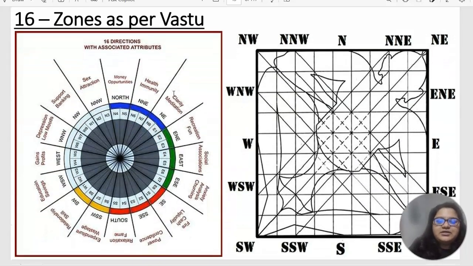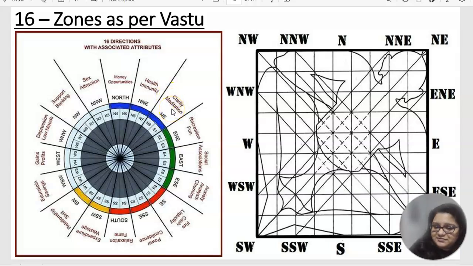So starting from here, let us start with the north zone because that is the first thing we started. The directional line, like I said, is exactly at the center where you will be having 11.25 here, 11.25 here, overall it being a 22.5 degree zone falling in the top part. So the north zone as per Vastu is associated with money opportunities. All right. From there, you have the next 22.5 degrees taken, which is the north-northeast zone. This zone deals with the health and immunity of the space.